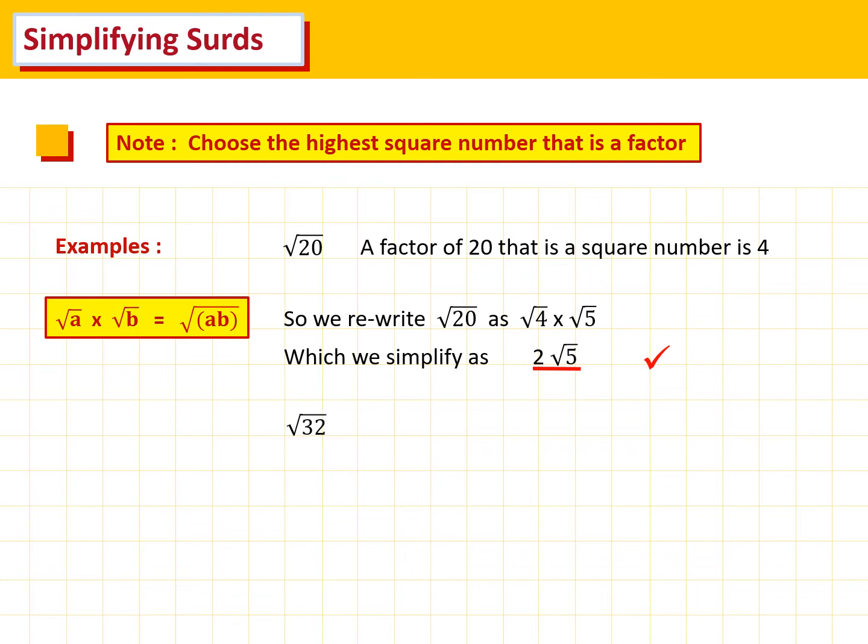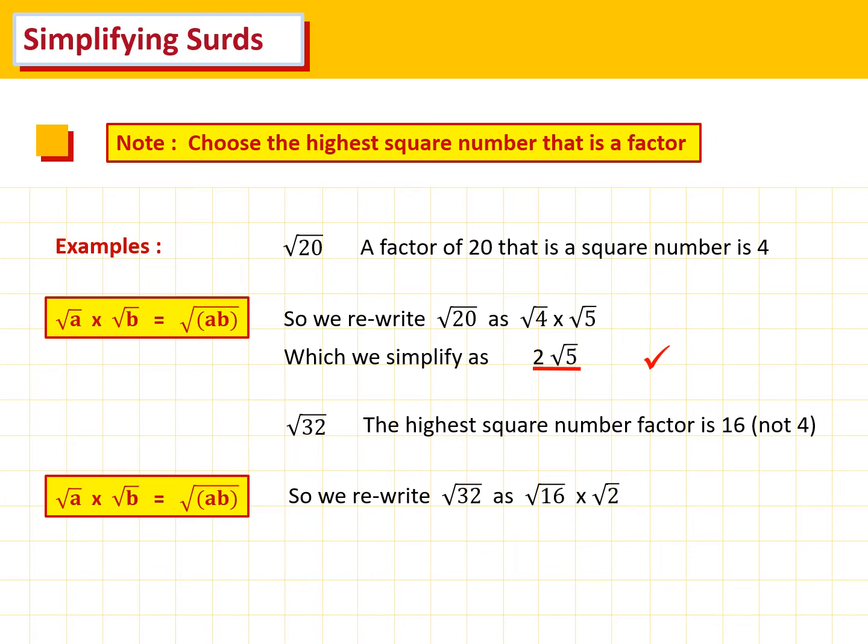In our second example, the square root of 32, what is the highest square number that divides into 32? Well, 4 divides into 32, but it's not the highest square number. The highest square number is actually 16. So we can rewrite using the rule root 32 as root 16 times root 2. And the square root of 16 is 4, so we can write that as 4 root 2.